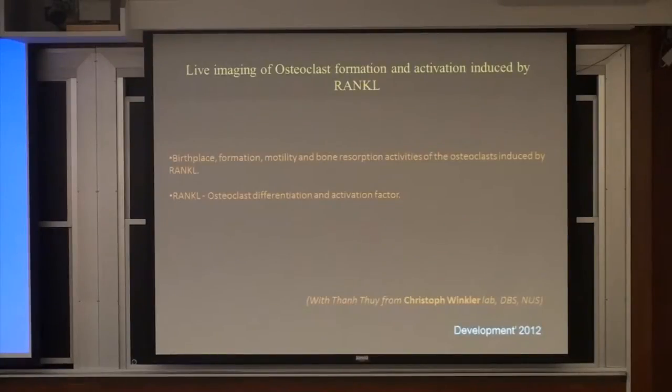In another collaboration with Christoph Winkler's group, what we wanted to see in the live fish, particularly in the spine area, was how the localization of osteoclast cells happens. The question was, which is the birthplace of the osteoclast cells on the spine? How do they localize? And how does the osteoclast differentiation factor induce and activate this process?